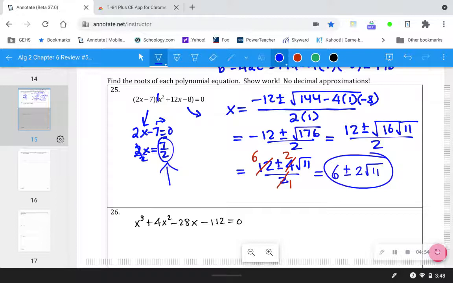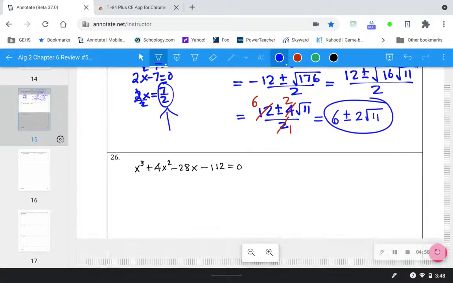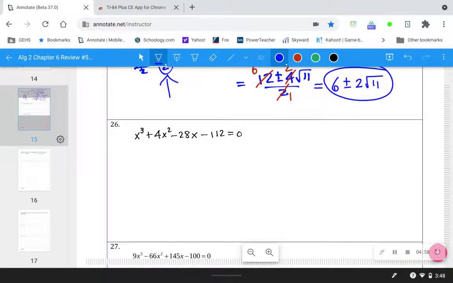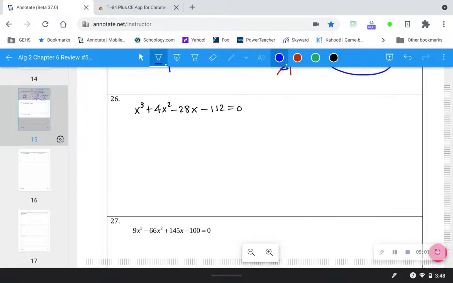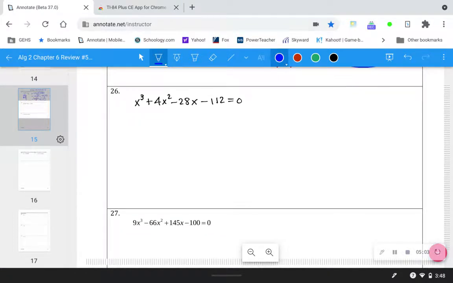So cubic expressions should have 3 answers. Cubic equations should have 3 answers. Okay, this one here is not as nice because it doesn't come at us in factored form. It comes at us in standard form. So what we're going to do on this one is we're going to program our calculator to graph this and find the x-intercepts to get our first answer. Once you have the first answer, it breaks it open. So let me return to the calculator here.